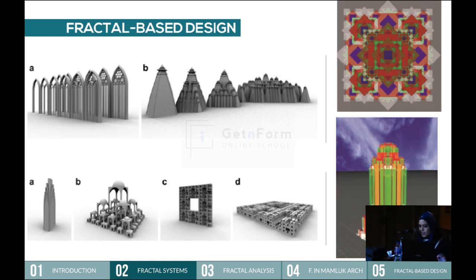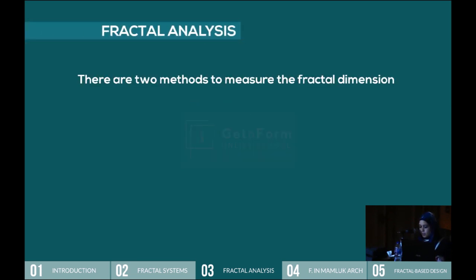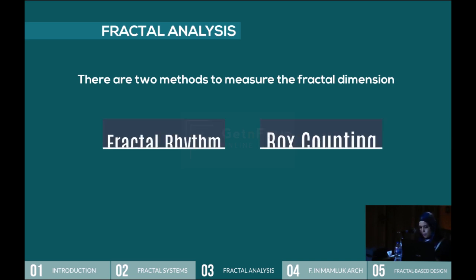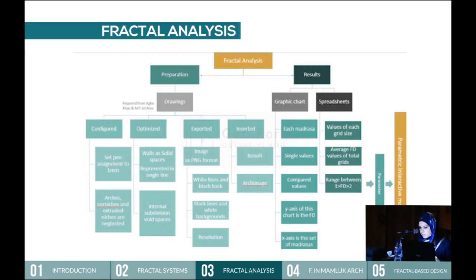Chapter 3 is the fractal analysis. There are 2 main methods used to measure the fractal dimension. Most of the applications use fractal rhythm and box counting. The fractal rhythm is represented by colored bubbles, and the box counting is presented by the Mamluk.